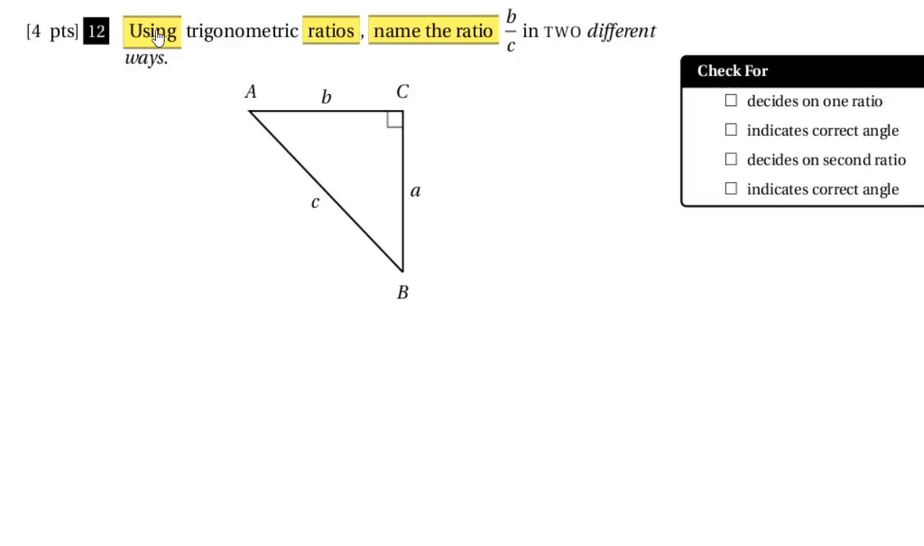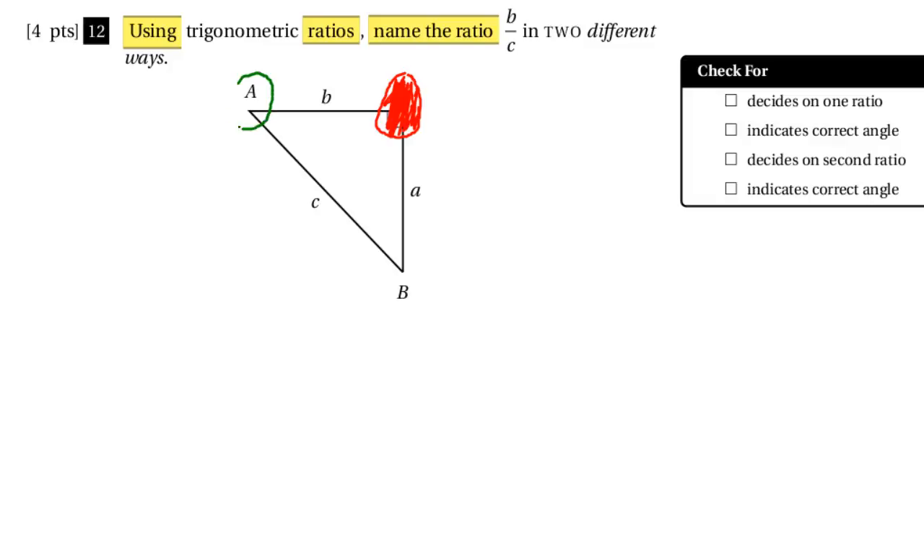In this problem, I can see that I need to use trigonometric ratios to name the ratio b over c in two different ways. Well, if I'm going to use trig ratios, I know that I have to use an angle, and I am not allowed to use this angle here. So I'm going to go ahead and just cover that up because I know we never use the box angle or the 90-degree angle for any of our trig ratios.